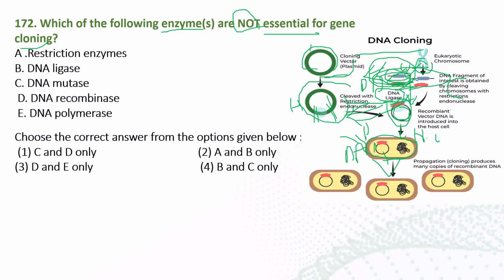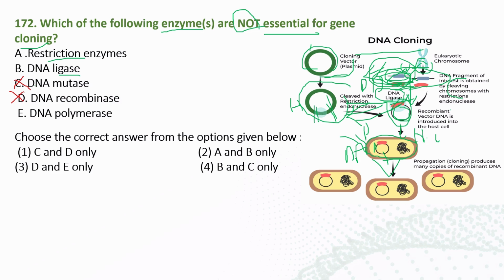So according to this question, what are not involved? Here you can see that restriction enzymes are involved. Okay, DNA ligase is for the attachment of the desired DNA to the plasmid, and DNA mutase. Actually, DNA mutase is the enzyme which will help in the mutation of the genes. Mutation of the DNA means sudden changes, so it is not involved in DNA cloning.